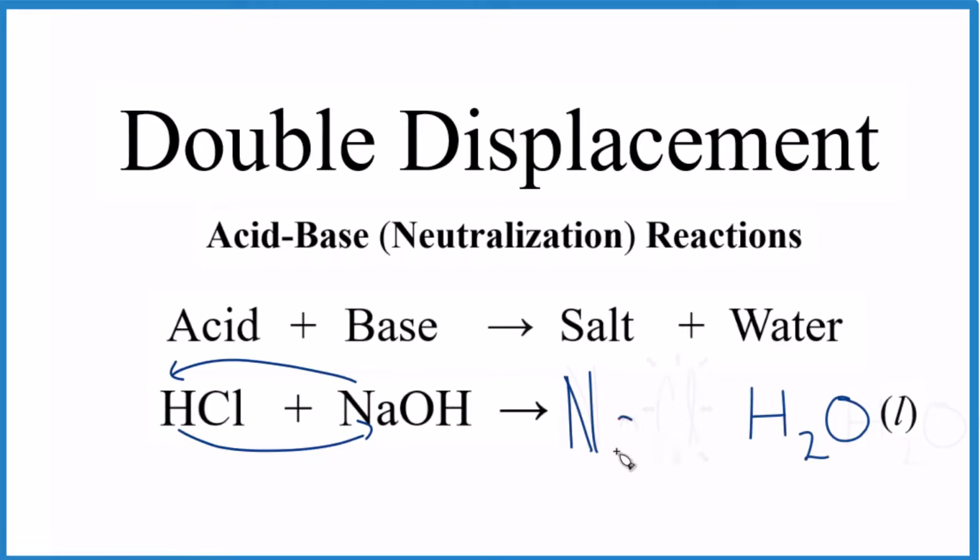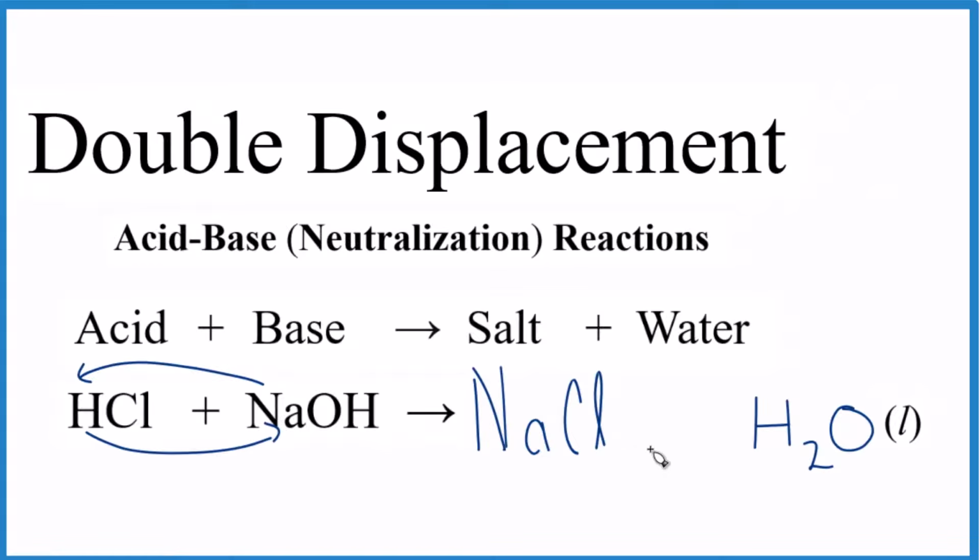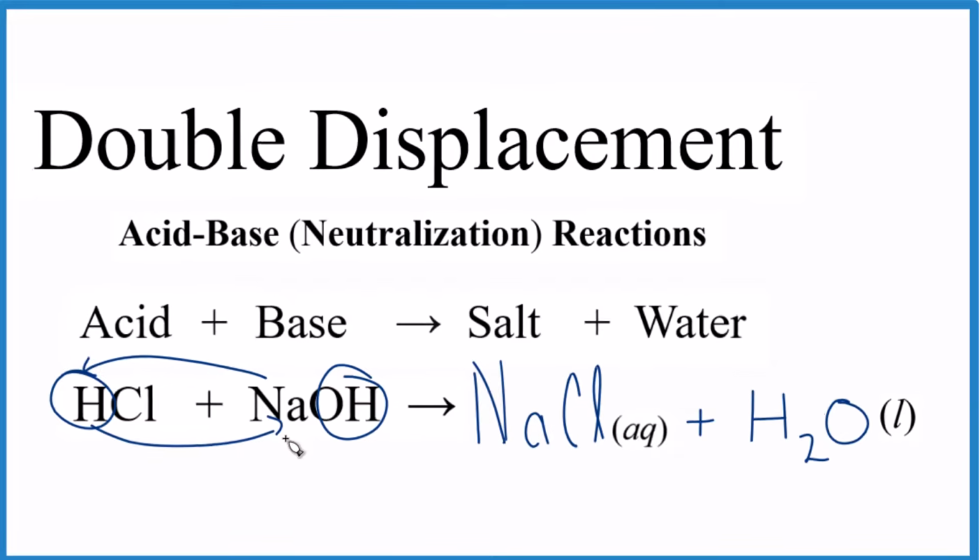We put the metal first. And sodium compounds we said are soluble, so that's going to be aqueous. And that's how you predict an acid-base neutralization reaction here. Acids in general begin with H, and bases end in OH as long as they're bonded to a metal. Okay, now pause and you try one.